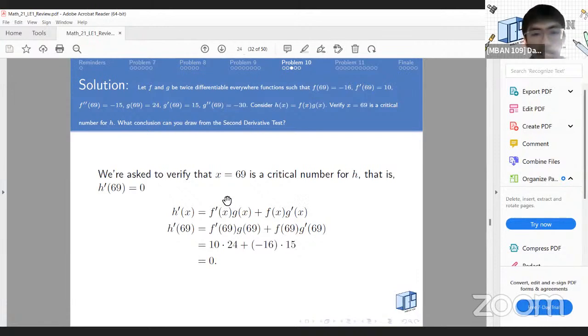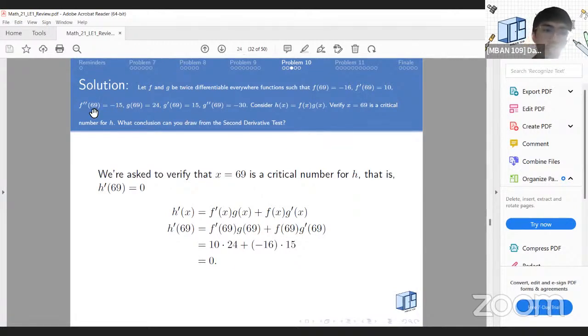So let's substitute the values. Let's substitute 69 equals to x. So we have h prime of 69 equals f prime of 69 multiplied to g of 69 plus f of 69 multiplied to g prime of 69.